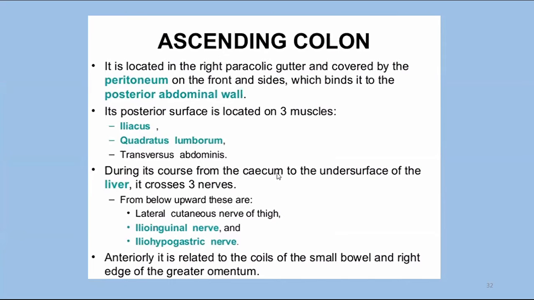After the cecum, we go to the ascending colon, which is located in the right paracolic gutter and is covered by peritoneum on the front and the sides, which binds it to the posterior abdominal wall. Along its length, the posterior surface lies on the iliacus, the quadratus lumborum, and the transversus abdominis muscles. During its course, it crosses three nerves: the lateral femoral cutaneous nerve, the ilioinguinal nerve, and the iliohypogastric nerve.